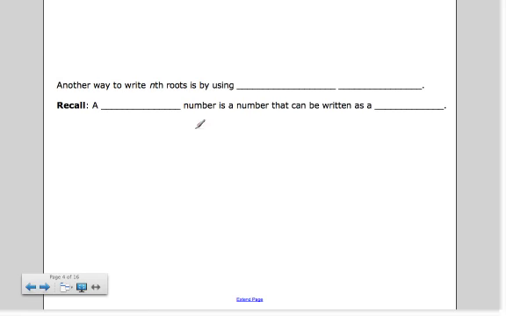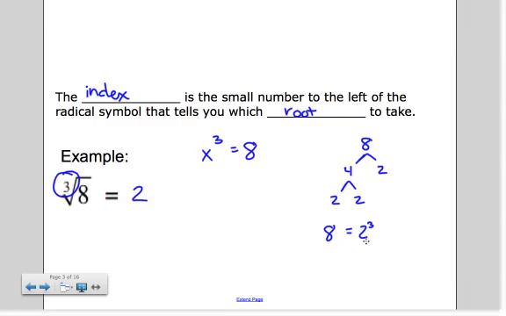Another way to write an nth root is by using rational exponents. Recall, a rational number is a number that can be written as a fraction. Oh yes, fractions are back. Rational means fractions. So we're going to use fractions to write exponents, because notice here we wrote 2 cubed is 8, and we were looking for the cube root of 8. So I should be able to write something around 8 to give me 2.